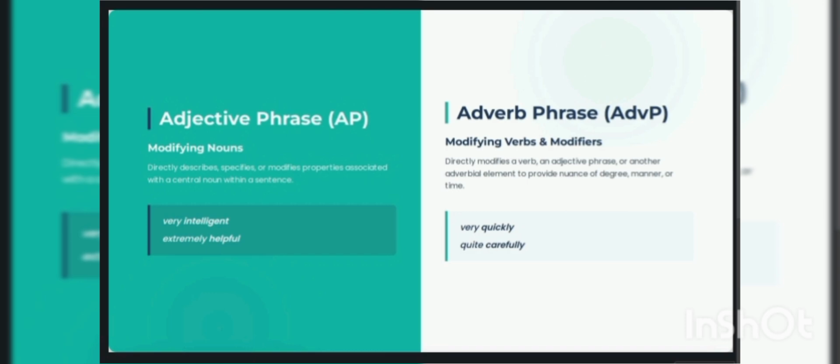Now we'll move toward the adverb phrase. An adverb phrase is centered around an adverb and modifies a verb, an adjective, or even other adverbs. For example, very quickly, quite carefully. These phrases tell us how an action is performed. For example, he completed the work very quickly. The adverb phrase explains the manner in which the action occurred. Both adjective phrases and adverb phrases add richness and detail to the language.